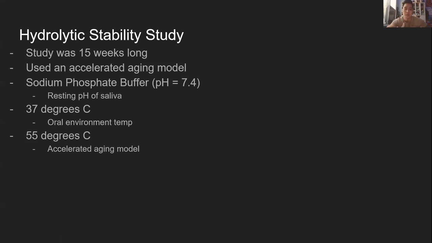So our mouths like that temperature day to day. And also 55 degrees Celsius, to show the accelerated aging model. This is shown because 15 weeks at 55 degrees Celsius is equivalent to a year at 37 degrees Celsius. So within 15 weeks of the study, we are able to see an estimate of what it looks like after a year. Next slide, please.